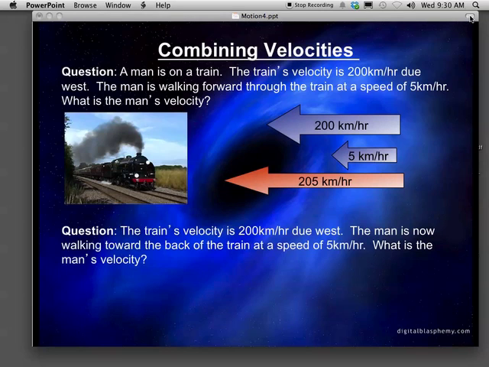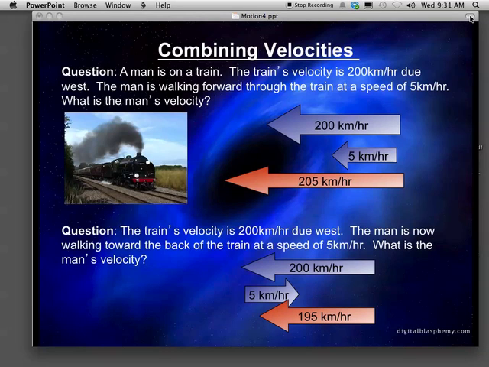The train's velocity has not changed. It's still 200 kilometers per hour due west. But now he's walking back to his seat at 5 kilometers per hour. What would his velocity be in this case? 190. Thomas? 195 kilometers per hour due west. 200 kilometers per hour, he's walking backwards at 5. His overall velocity is 195 kilometers per hour due west.